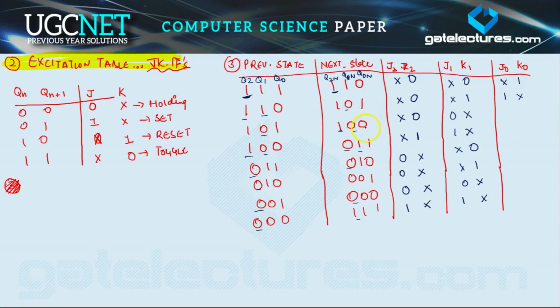Again 1 and 0: previous state is 1 and next state is 0, so it means reset, so don't care and 1. Now the next one is 0 and 1, which means set, so 1 and don't care. And this is 1 and 0, which means reset, so don't care and 1. Again 0 and 1 means set, so this is 1 and don't care. 1 and 0 means reset, so don't care and 1. And 0 and 1 is set, so 1 and don't care. So this is the table.